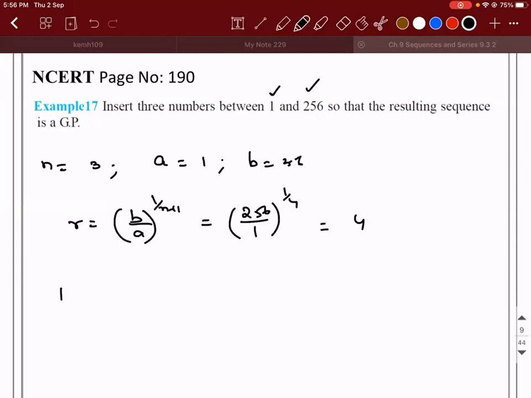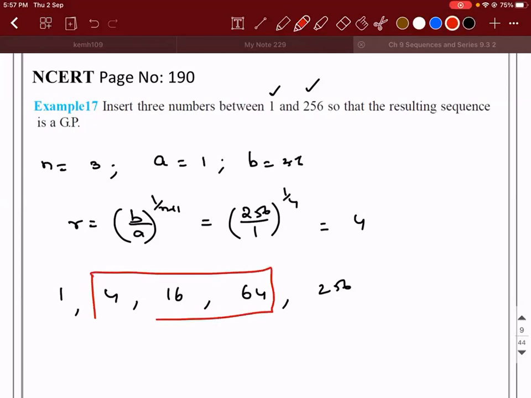So what are those terms? 1, then 4, 4 into 4 is 16, 16 into 4 is 64, then 256. Does it form a GP? So these are the 3 terms you are expected to introduce. It's literally a 1 mark question, but the concept is what you need to understand. If anyone is not following, please let me know, or else I'll proceed. Shall I proceed then?